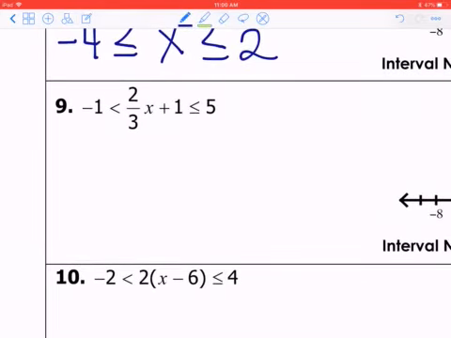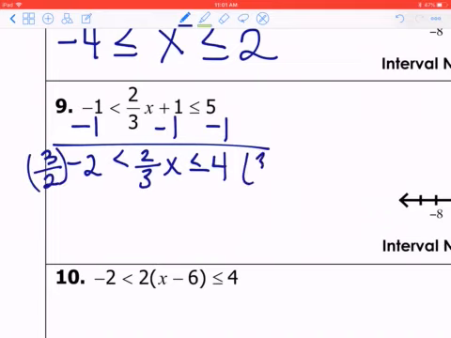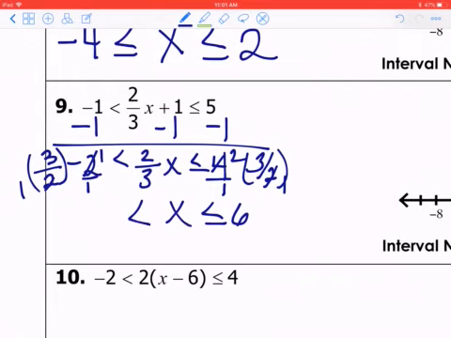Alright, so now we have a fraction. So I'm still going to subtract 1 on all sides. To get rid of the fraction, you're going to do the reciprocal on each side. You need to cross cancel. To get 6x and negative 3.